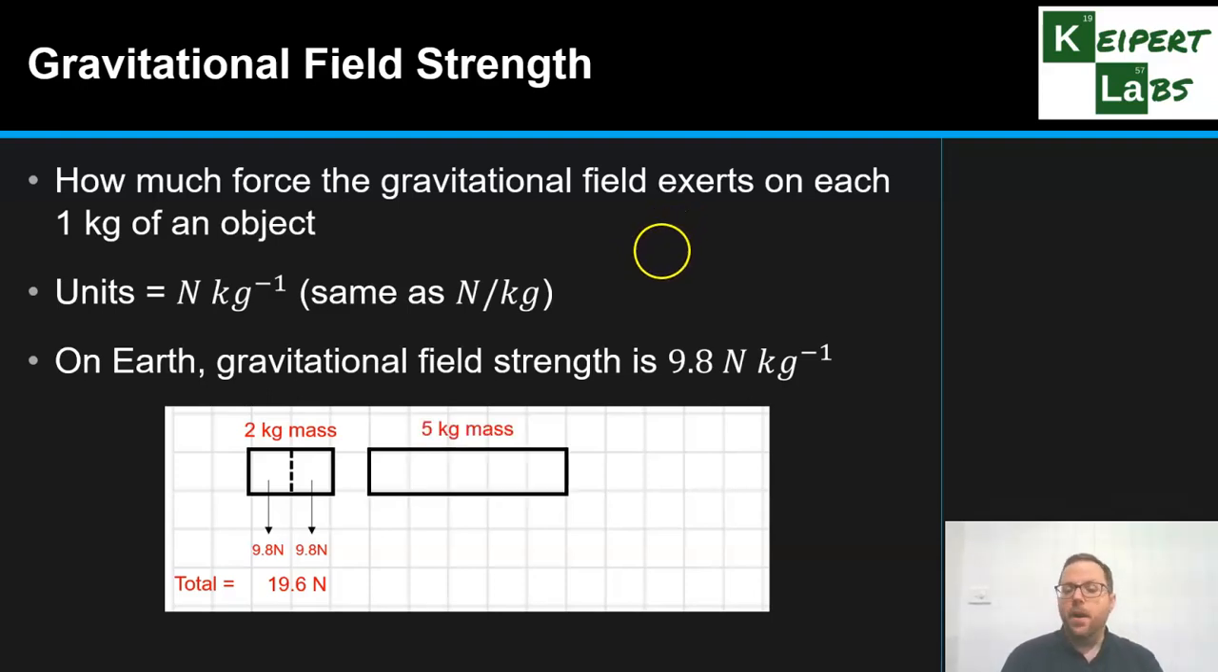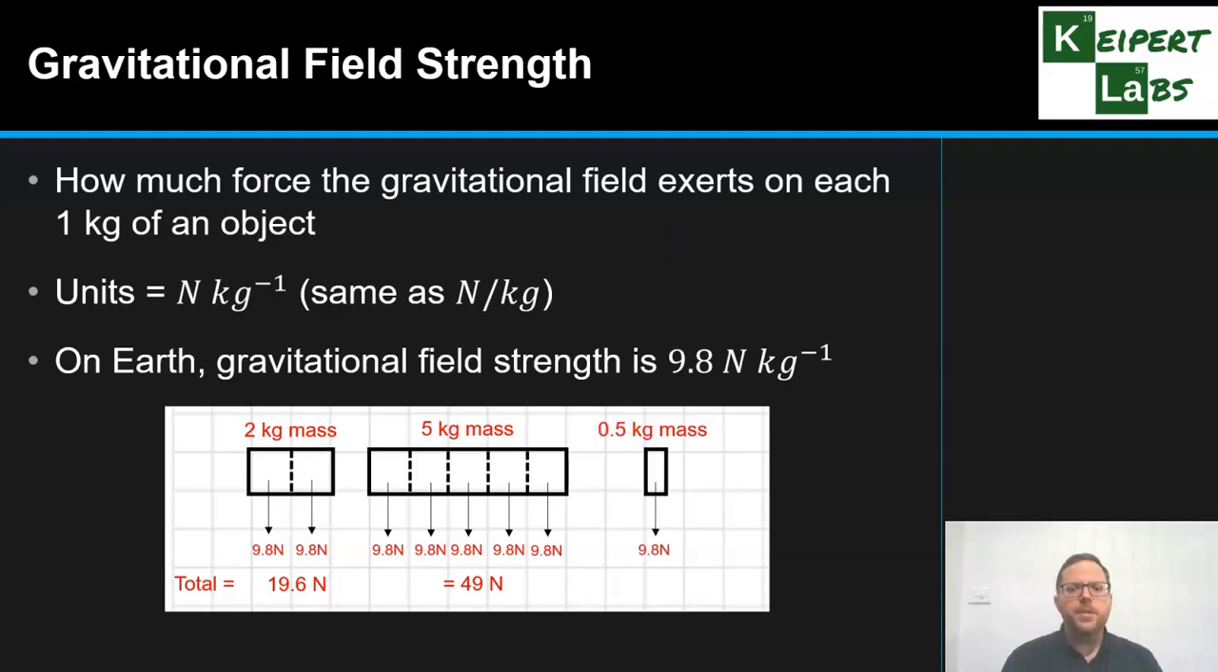If the object had a 5 kilogram mass, let's do the same thing. Each kilogram of its mass is experiencing 9.8 newtons of force, so in total it experiences 49 newtons of force. What about if it's smaller than a kilogram? So half a kilogram. Well, for every kilogram, it would experience 9.8 newtons. So half a kilogram is going to be 4.9 newtons. That is half of 9.8.